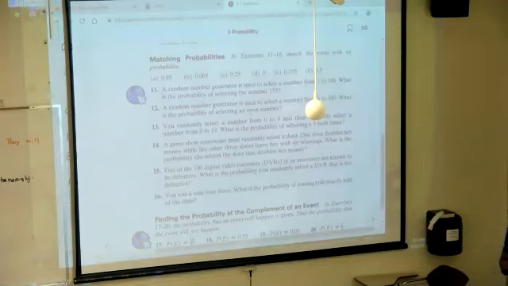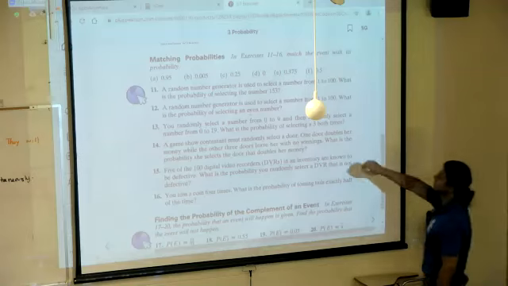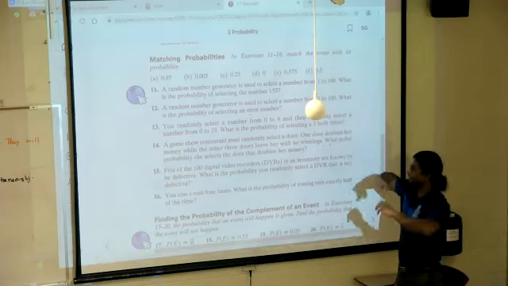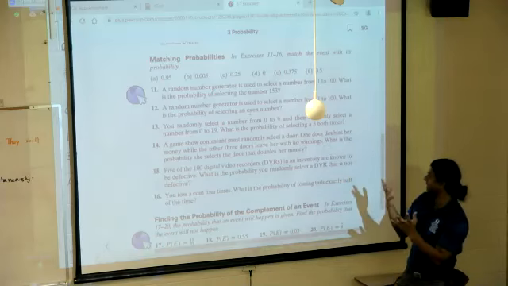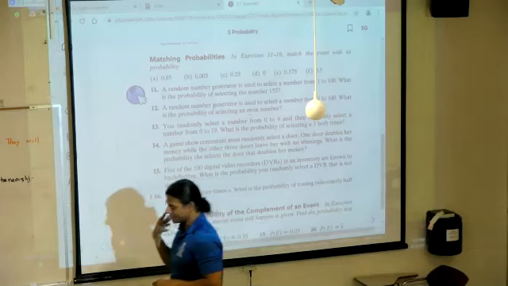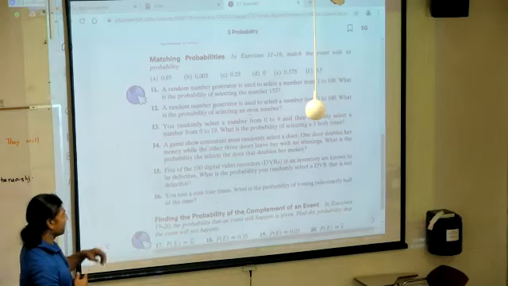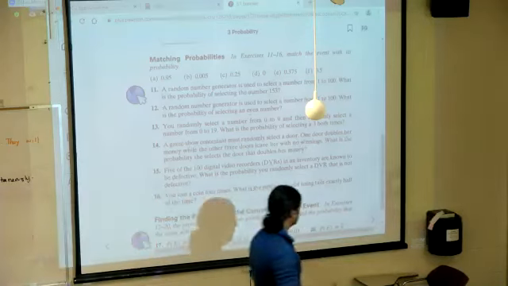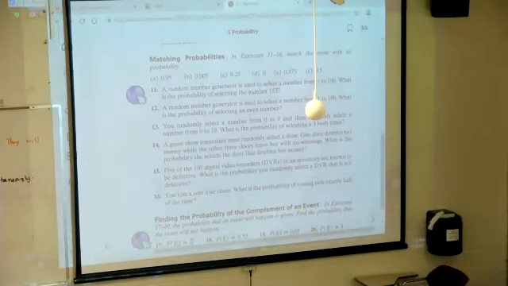What about number 14? 0.25. It's 1 out of 4. So there are 4 doors and one of the doors has money, doubling the money. The other 3, no money. What is the probability she selects the door that doubles the money? 1 out of 4. What about number 15?